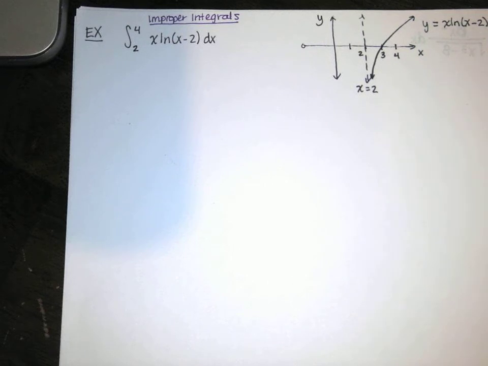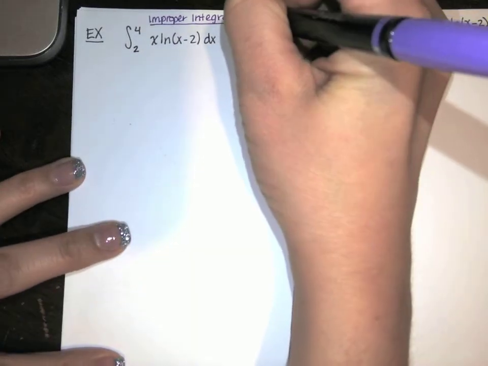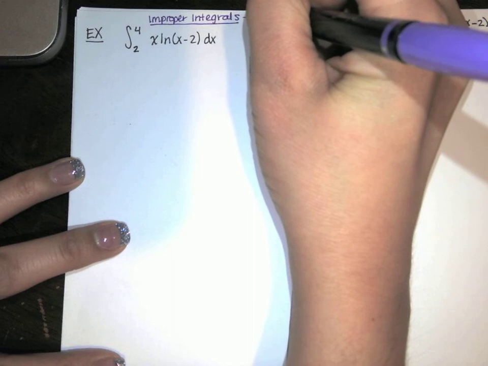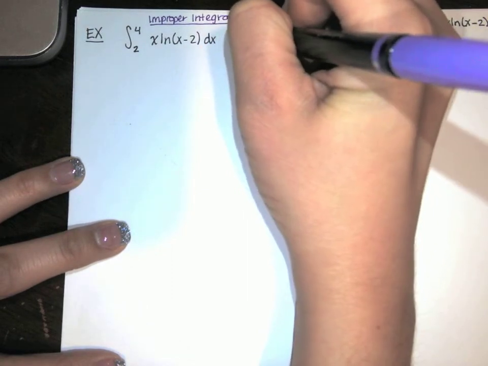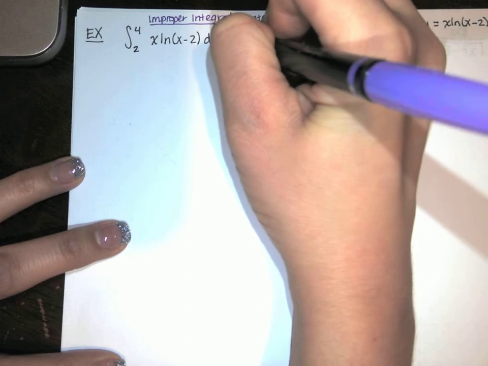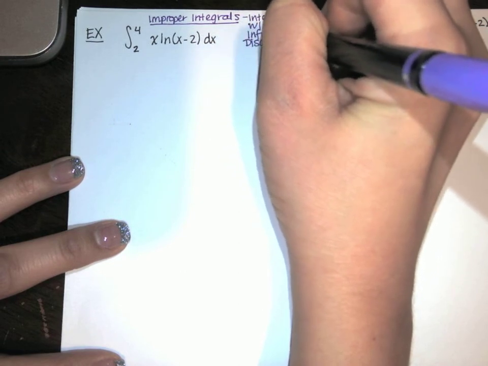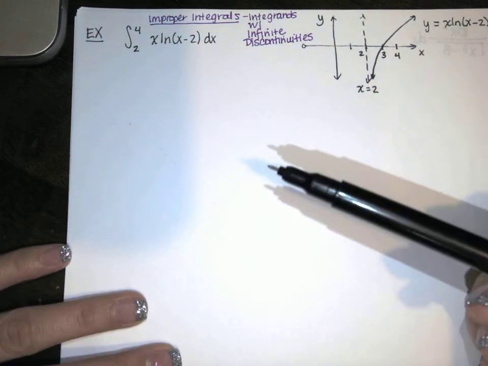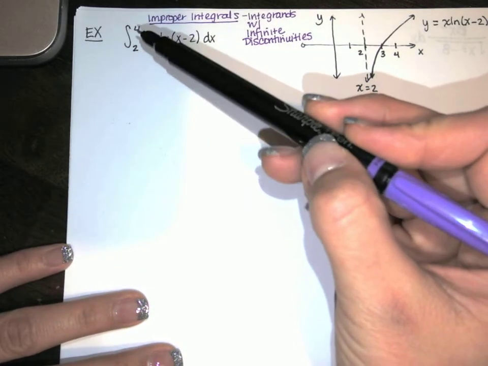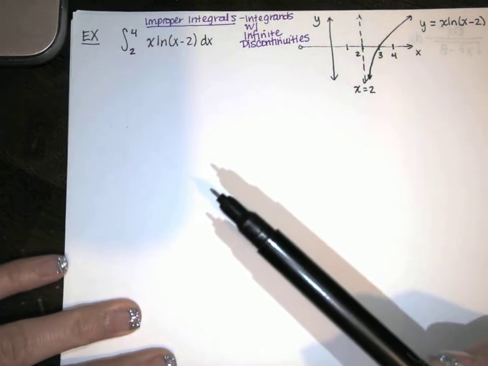In this video, we're going to look at more improper integrals, and these are improper integrals where the integrands have infinite discontinuities. And remember what that means. That just means the function has a vertical asymptote, or its graph has a vertical asymptote somewhere on this interval, the interval that we're integrating over.